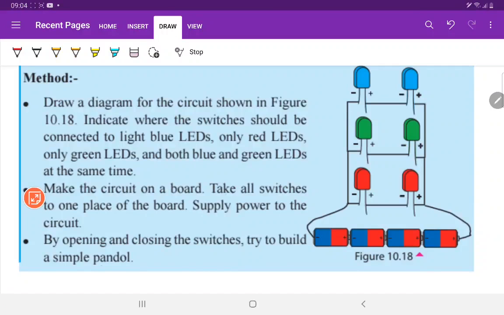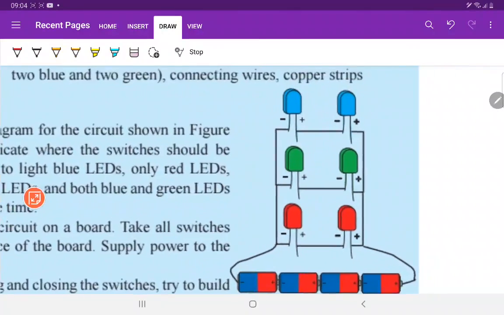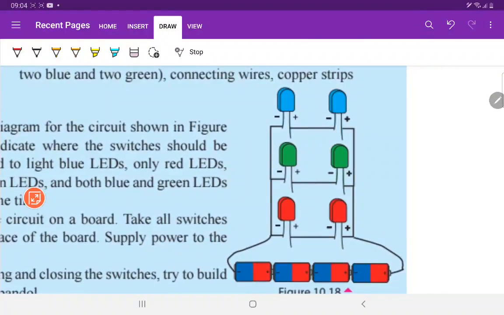Try to build a simple pendal. The Vesak pendals are there. Have you seen the Vesak pendals? They are emitting lights with LED bulbs with different colors and different designs. At the same time, it won't be lighting up all at once. Different time limits are there to make decorative lights.